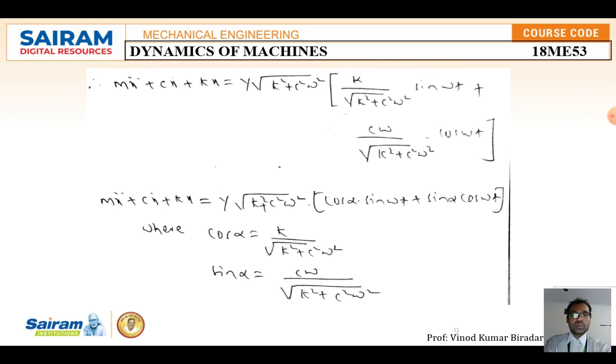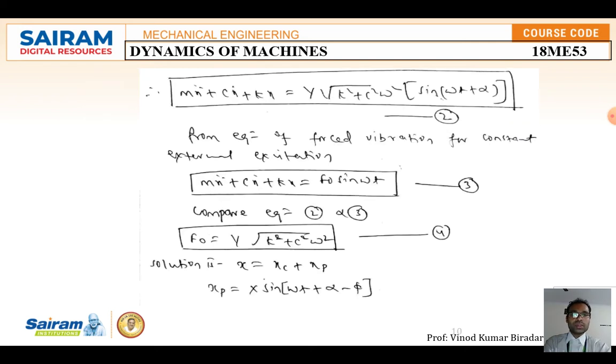Now we modify this equation. It is in the form of the sin (a plus b) formula: cos alpha sin omega t plus sin alpha cos omega t is nothing but sin (omega t plus alpha). So y is equal to the square root of k square plus c square omega square, into sin of (omega t plus alpha). If you simplify this sin (a plus b) formula, you get the same. Give this equation number 2.